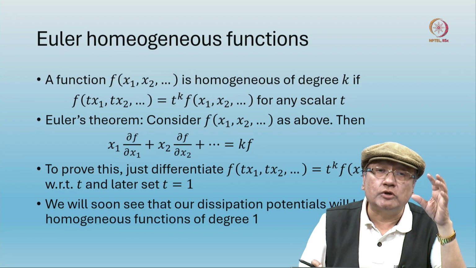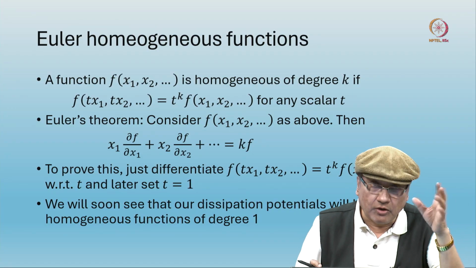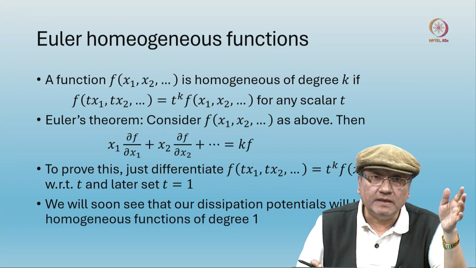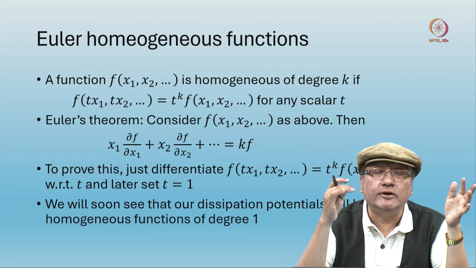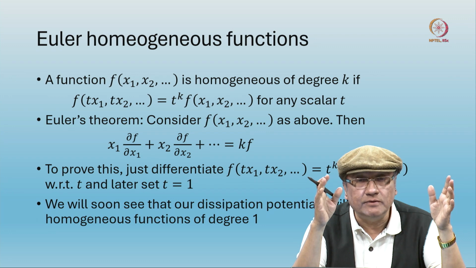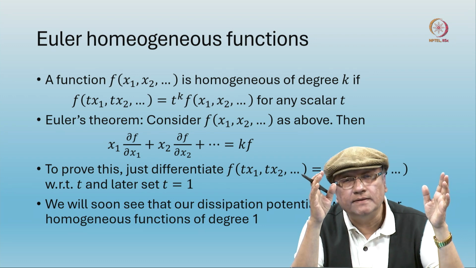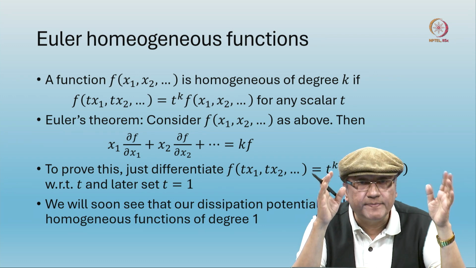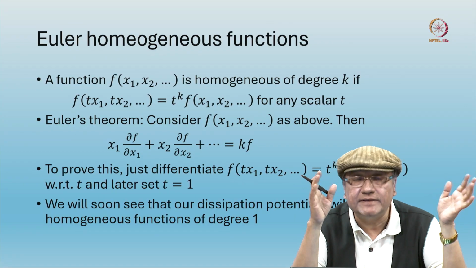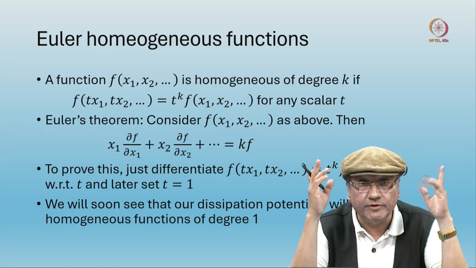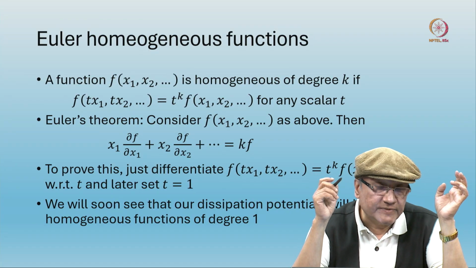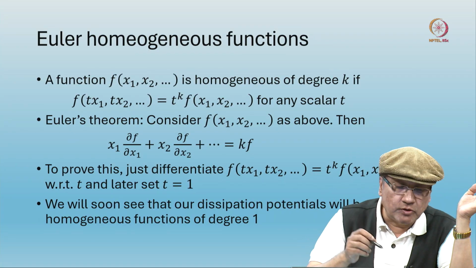Another thing we need to construct the function phi in our context would be the notion of Euler homogeneous functions. You will see later on that phi, which is the dissipation potential in the rate independent case, will be Euler homogeneous of degree 1. So let us define what is an Euler homogeneous function.